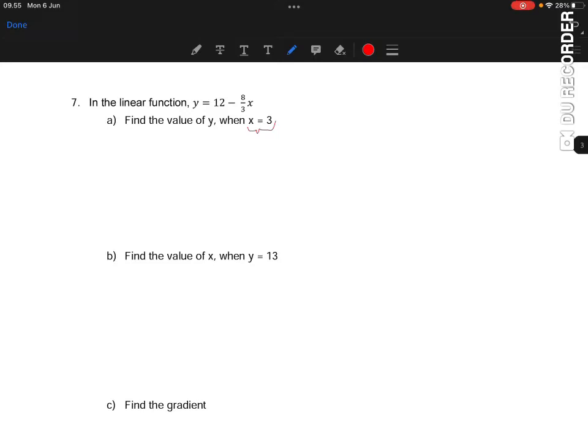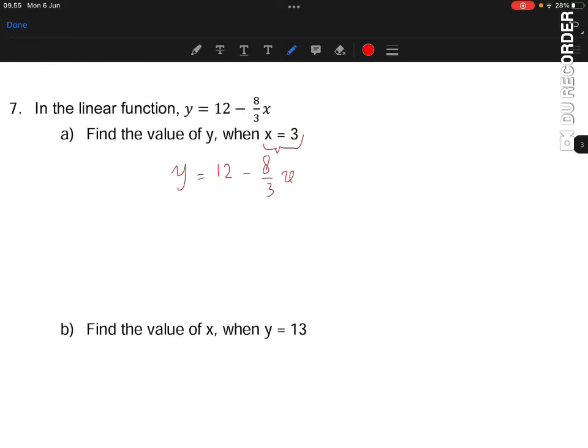Now, if we want to find the value of y, you only need to copy and paste the formula and then input the x into your formula, which is y equals 12 minus 8 over 3x. It means 8 over 3 multiplied by x, which is 3 here. Cross, then you will have 12 minus 8. This one is 1 over 1, 1 multiplied by 8 is 8, right? So your y is going to be 4. Finish for number 7a.